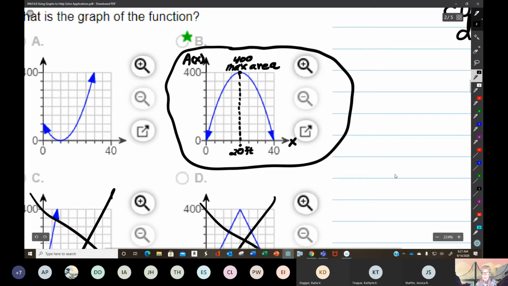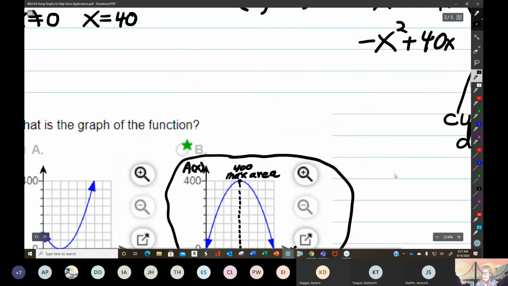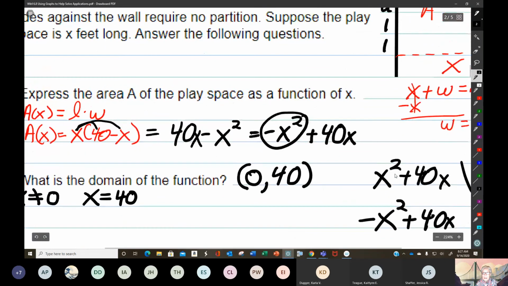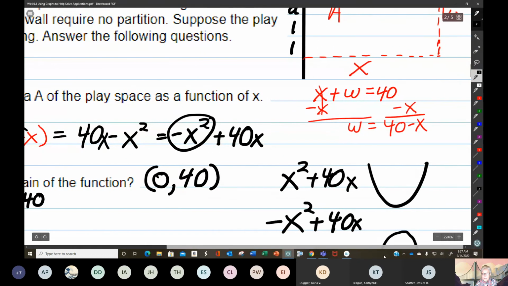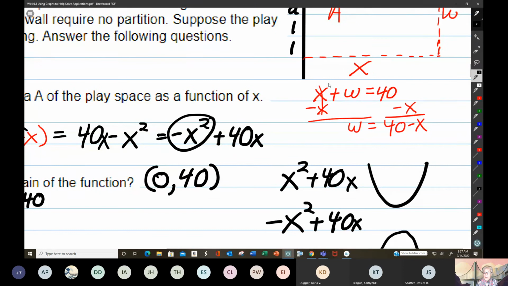So all we have to do now is go back up here and find the width. Well, here, W is going to be 40 minus X, even easier. If X is 20, then we'll have 40 minus 20, which is 20. So the width is also 20. X is going to be 20, and W is going to be 20.